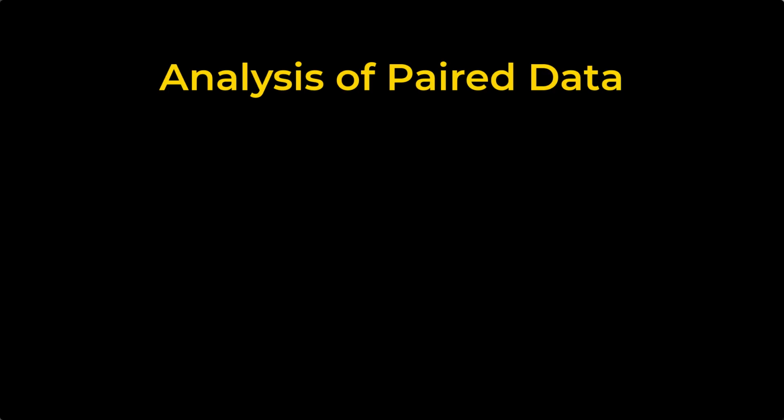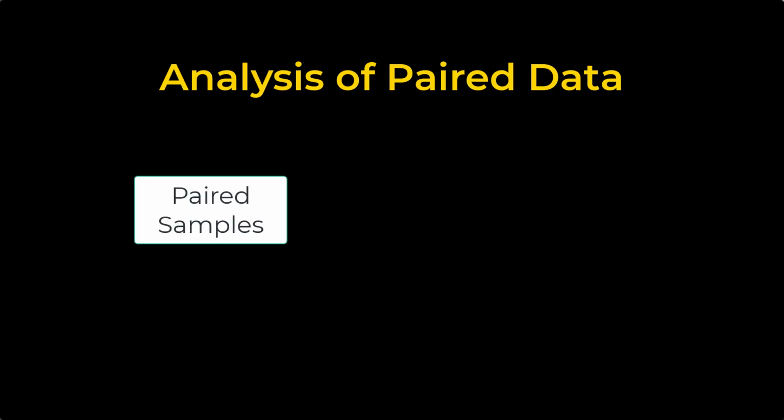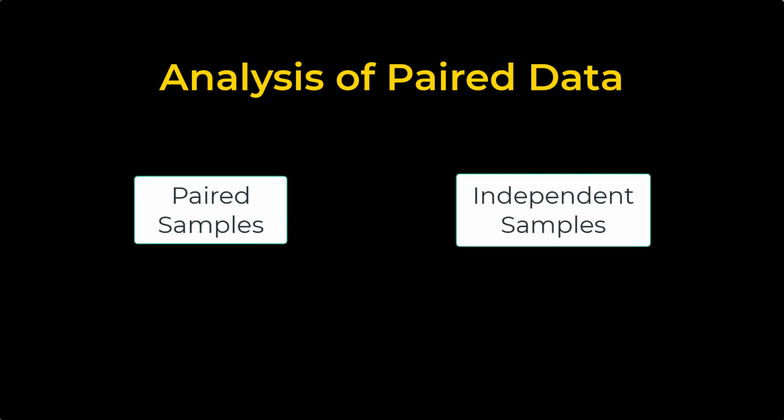When collecting and analyzing data for the comparison of two populations, it is important to pay special attention to the experimental design. This term refers to the manner in which the data is collected. In this section, a distinction is going to be made between paired samples and independent samples.